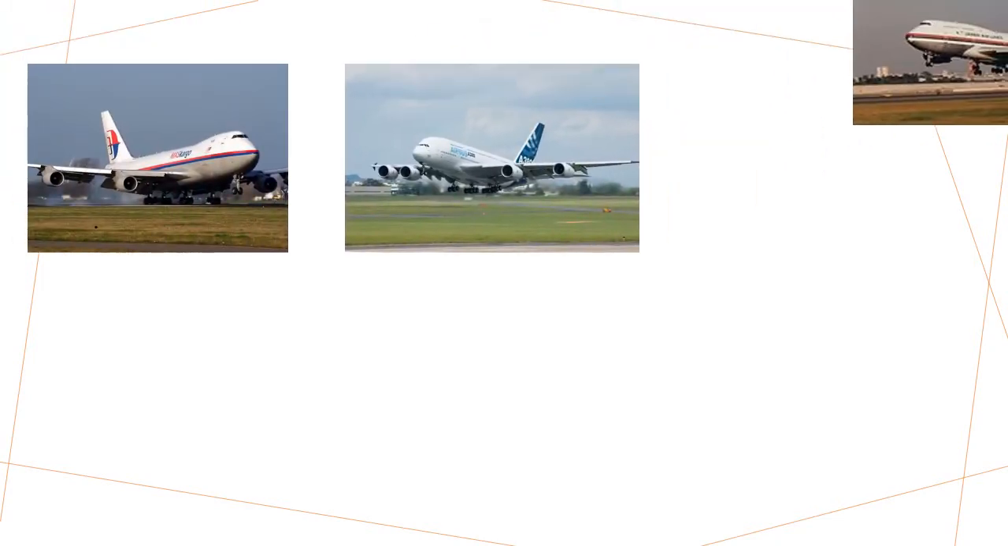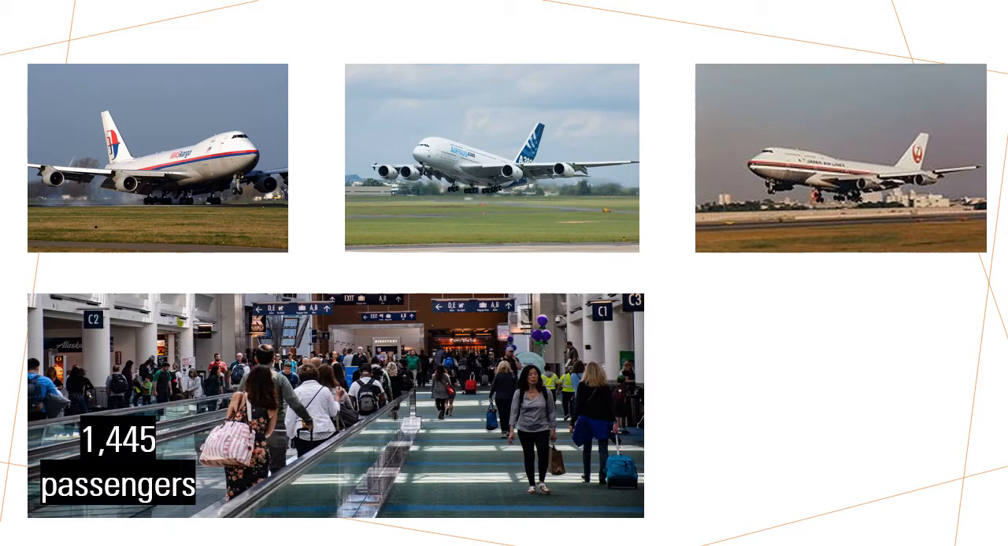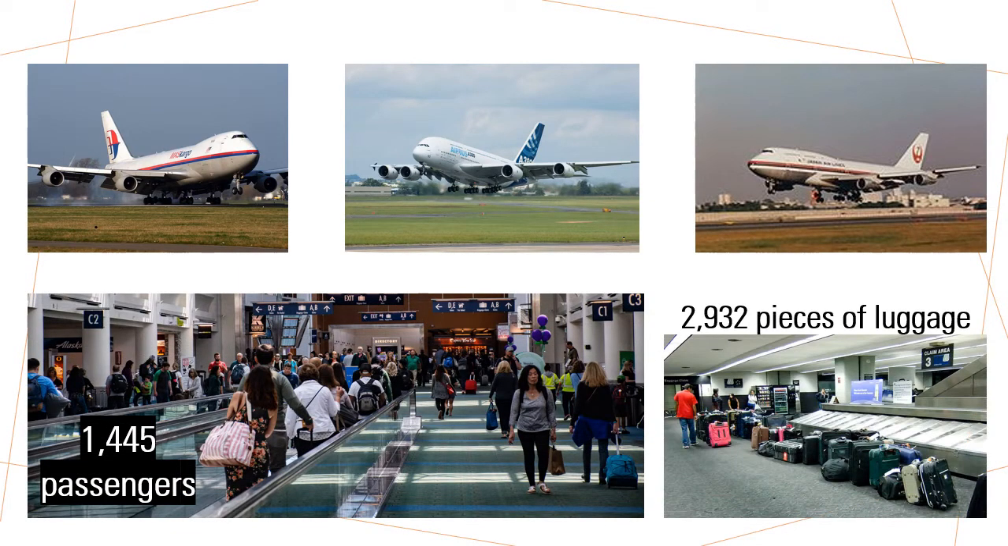Let's try a word problem. 3 jumbo jets land at an airport. The jets carry a total of 1,445 passengers and 2,932 pieces of luggage. How many more pieces of luggage are there than passengers?